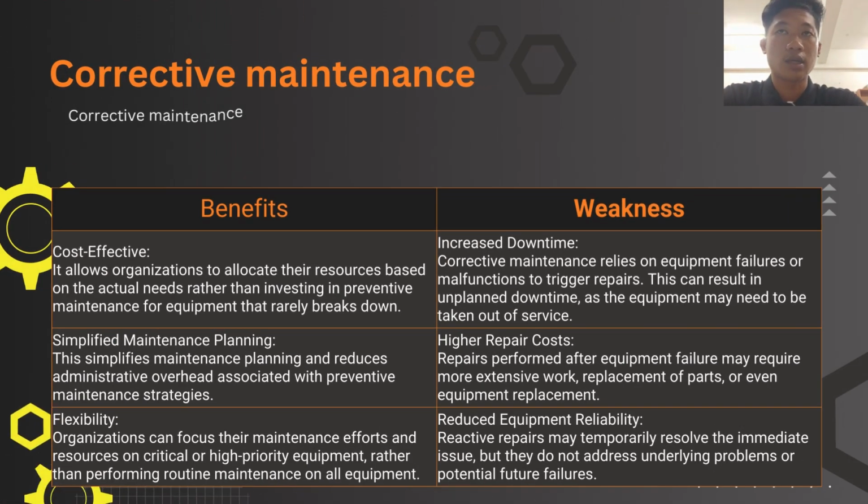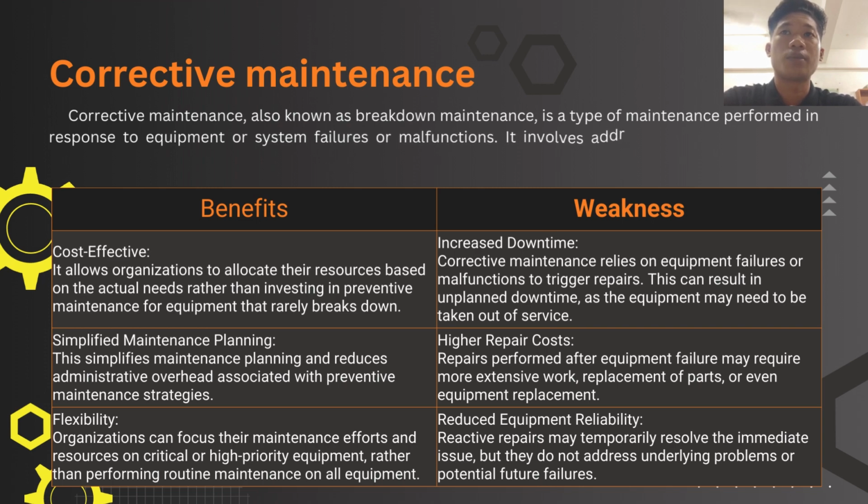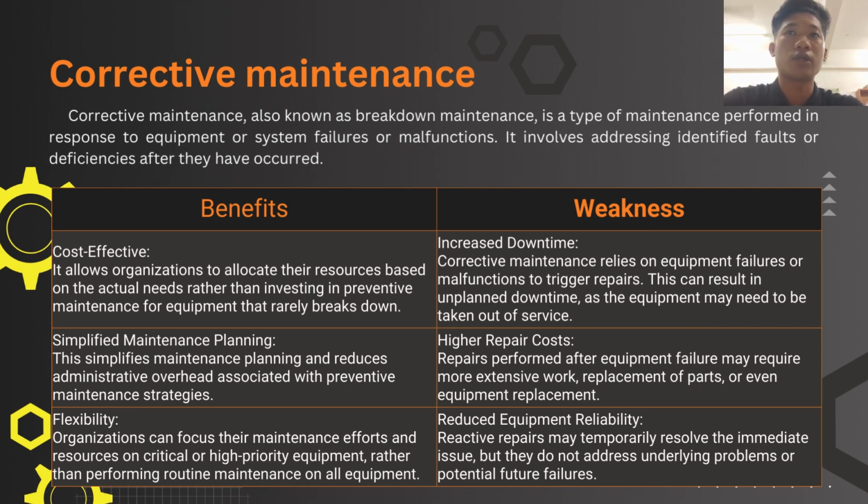Not only that, I would like to talk about corrective maintenance. Corrective maintenance, also known as breakdown maintenance, is a type of maintenance performed in response to equipment or system failures or malfunctions. It involves addressing identified faults or deficiencies after they have occurred. There are three benefits and three weaknesses.